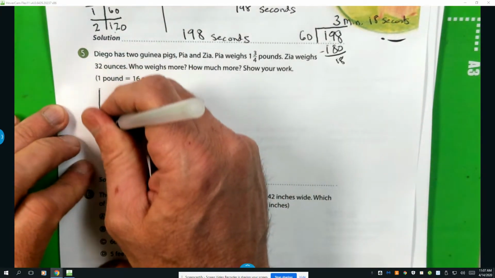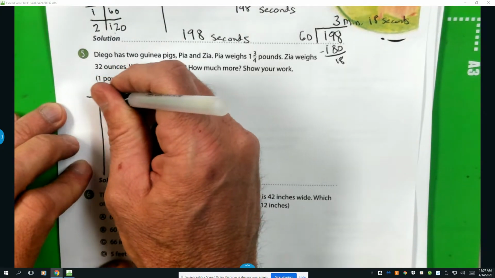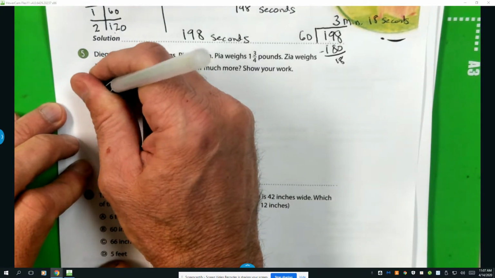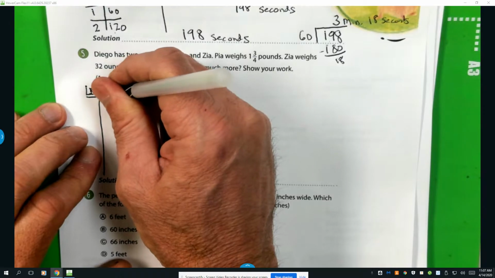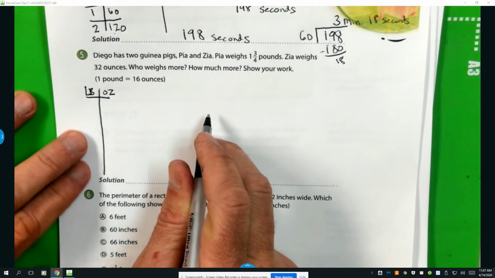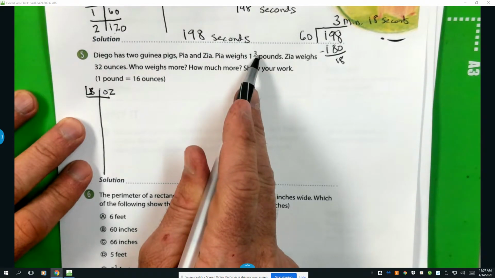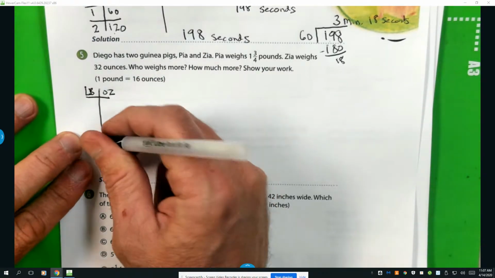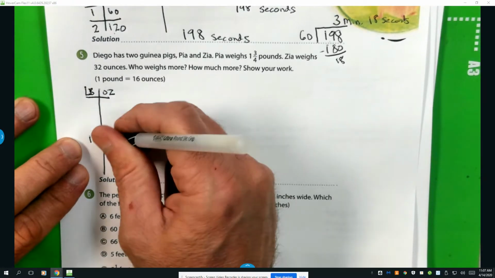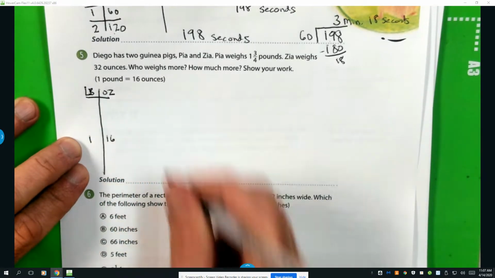Okay, pounds to ounces. Since we are doing quarters of a pound, let's do that. So first of all, I'm going to write 1 pound here, 16 ounces.